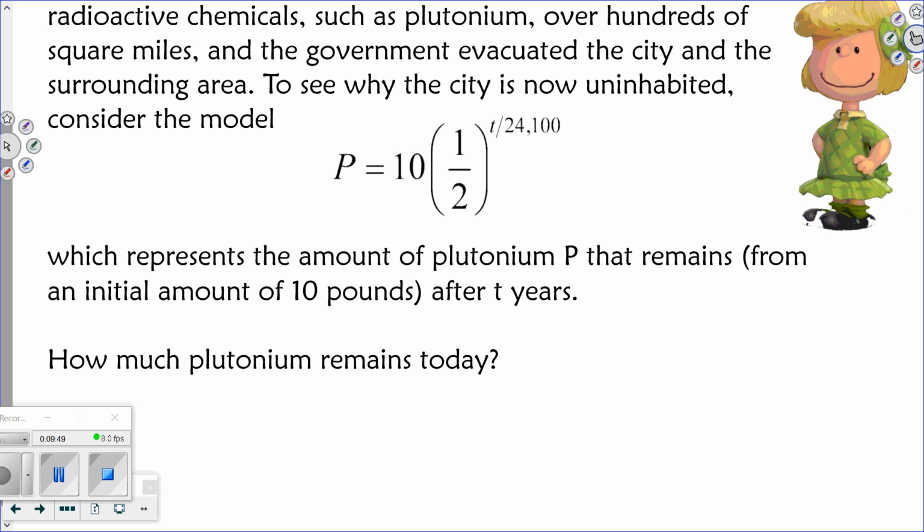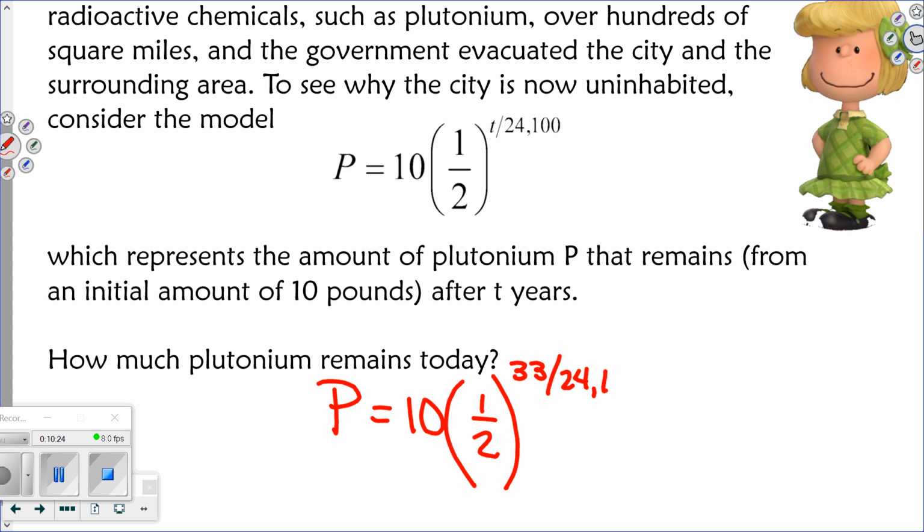This is considered an exponential model because my unknown variable is in the exponent. Those are exponential models. That represents the amount of plutonium, P, that remains from an initial 10 pounds, which was released into the atmosphere, after T years. So how much plutonium remains today? We're going to use that exponential: 10 times one half to the, how many years? It's been 33 years, divided by 24,100.